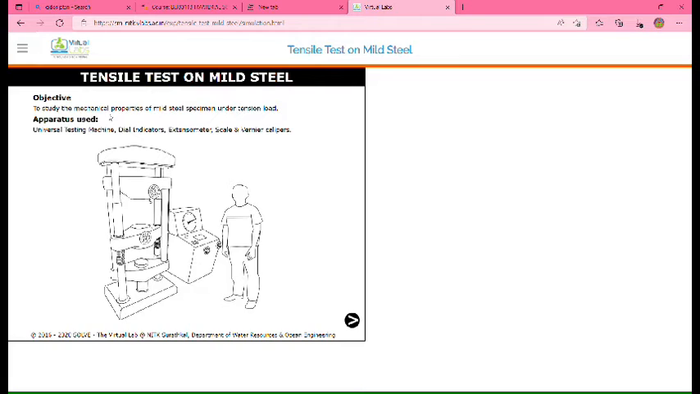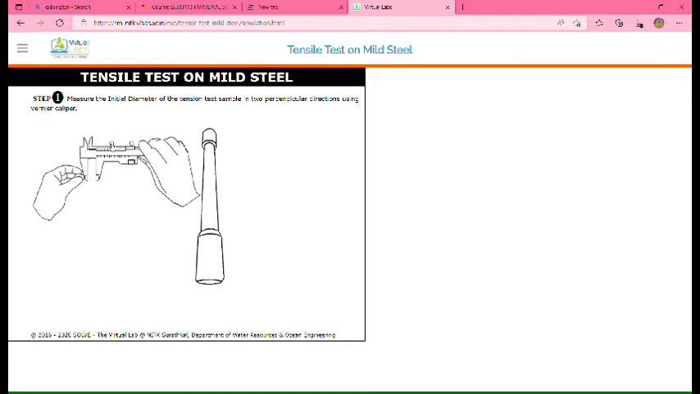33DCE21F1055. And today we're going to present a tensile test on mild steel. So the objective of this test is to study the mechanical properties of mild steel specimen under tension load. So the apparatus used are a universal testing machine, dial indicators, extensometer, scale, and vernier calipers.